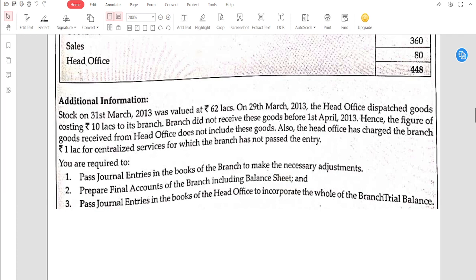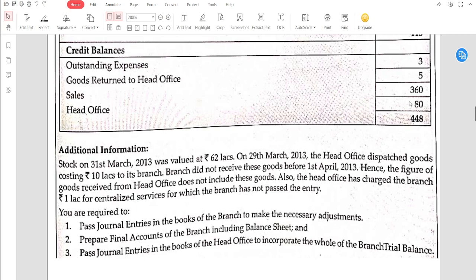Now the figure of goods received from HO doesn't include these goods. It's fine, sir. So if you see, the HO balance shown here is 80 lakh rupees. It is excluding the 10 lakh rupees of balance. So 80 lakh rupees is representing everything except 10 lakh rupees. So when you prepare the consolidated books, then you need to add this 10 lakh in the HO balance. It becomes 90 lakh. Okay? But not right now in the journal. After this, we have another thing.